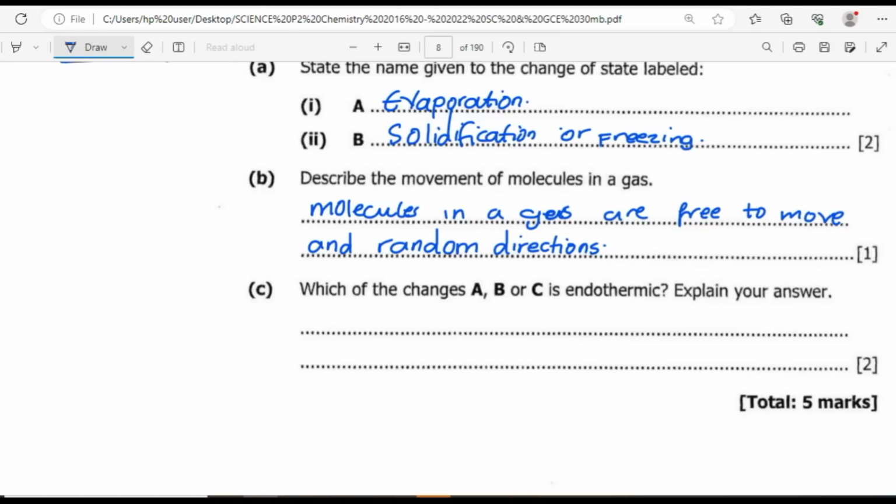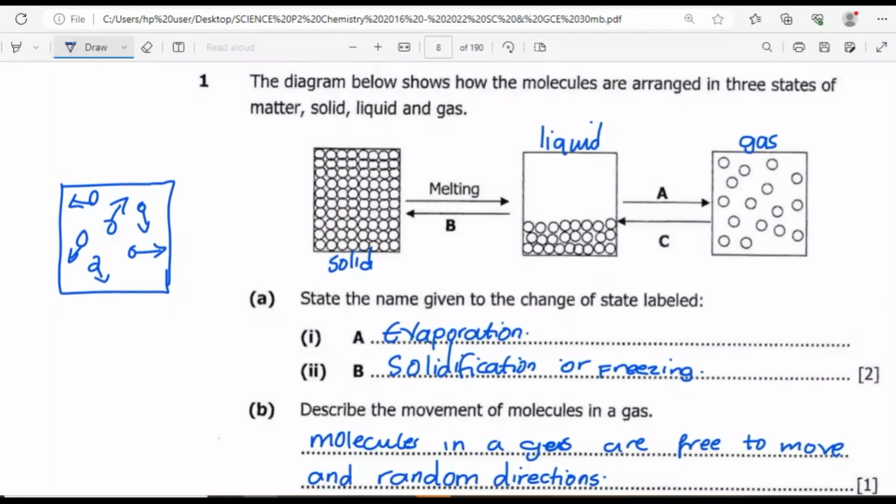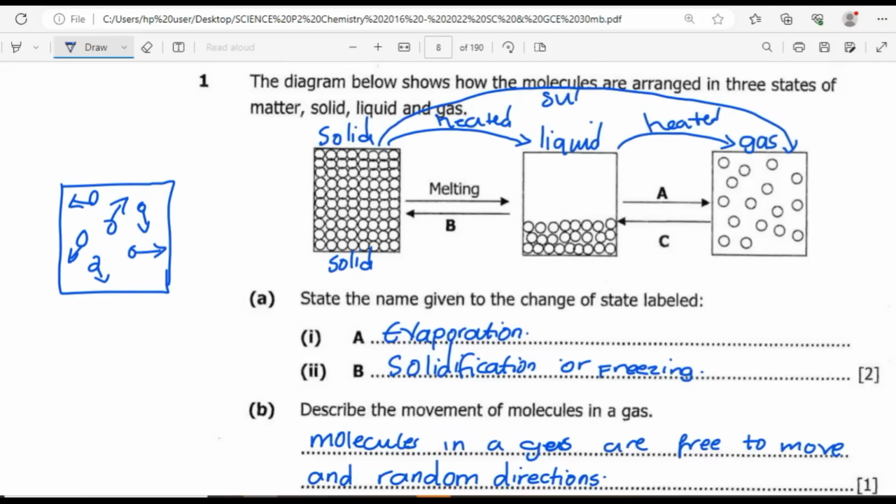Then C, which of the changes A, B or C is endothermic? Explain your answer. So let's go back to these 3 states of matter. This is our solid, liquid and gas. For a solid to change to a liquid, the substance must be heated, so you apply heat energy. Then from liquid to gas also it has to be heated. For example, for water to evaporate, you need to heat water. Then sublimation is a change of state directly from a solid into a gas.